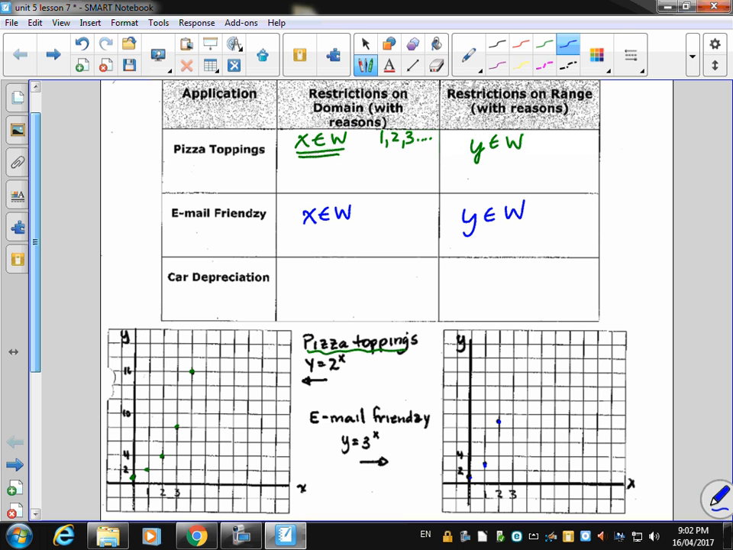And we would not join them together because it wouldn't make any sense to draw a curve like that when you know you couldn't have 1.5 people telling 4.5 friends about the email. So we wouldn't join those dots because it's not continuous data, it's discrete data.